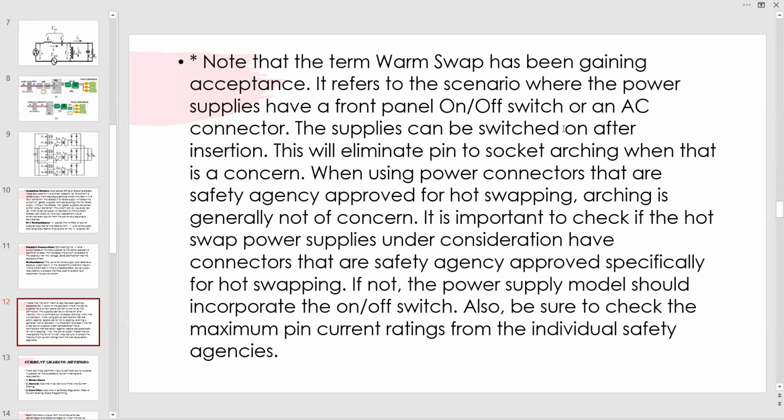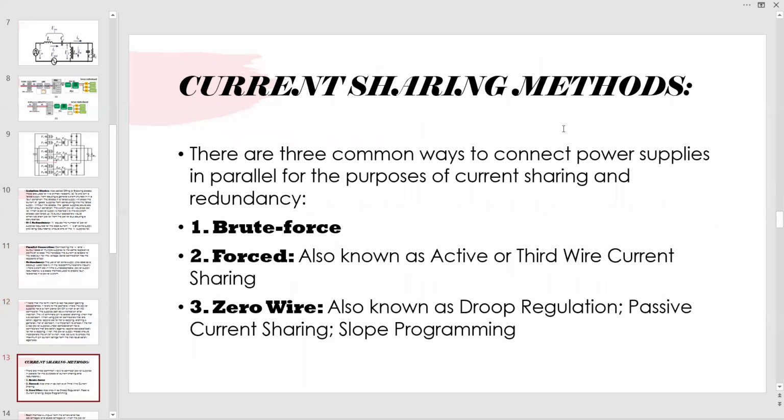It is important to check if the hot swap power supplies under consideration have connectors that are safety agency approved specifically for hot swapping. If not, the power supply model should incorporate the on-off switch. Also be sure to check the maximum pin current ratings from the individual safety agencies.